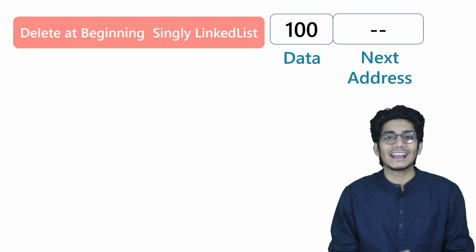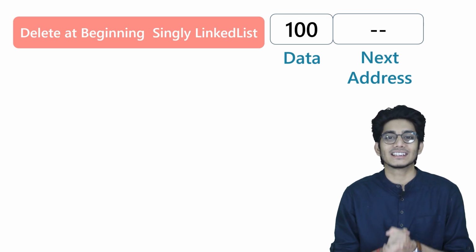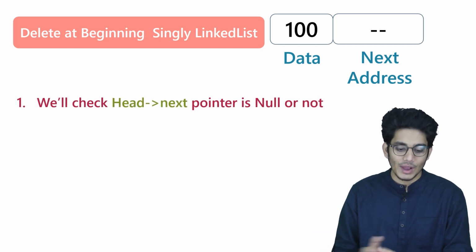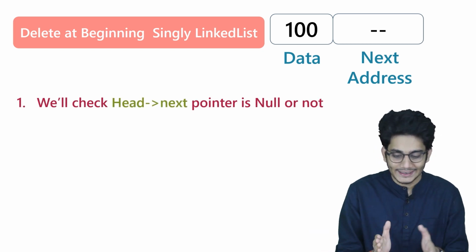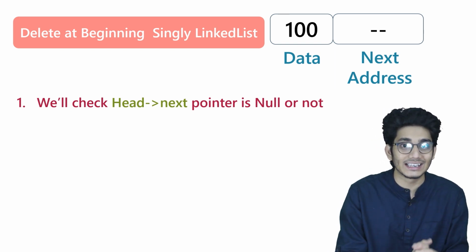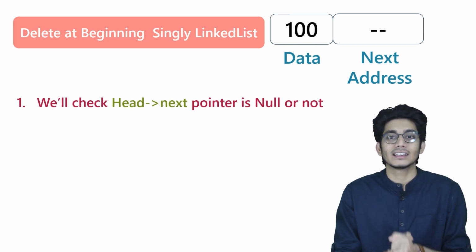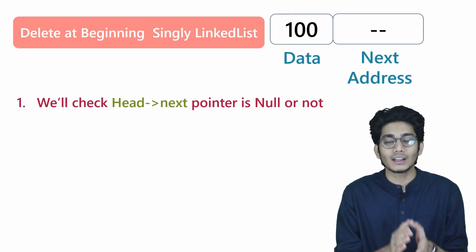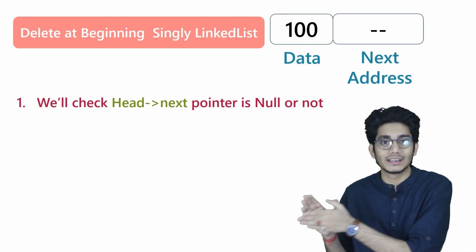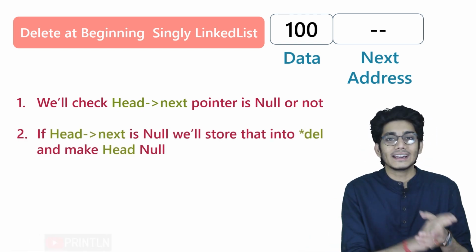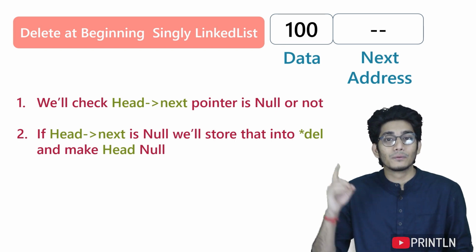So for deleting an element from the beginning of a single linked list, you have to check two things. At first, what you have to check? You have to check whether head next is null or not. If your head next is null, then it means you have only one value within your list. For that, our procedure will be different. So if our head next equals null, it means our list contains only one element.